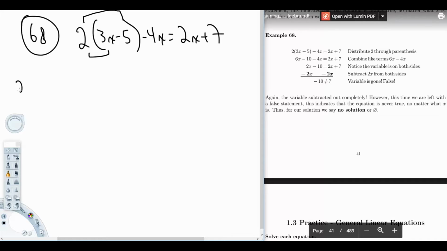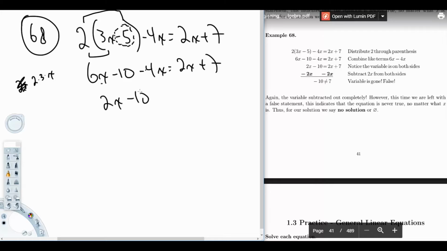2 times 3x really means 2 times 3 times x. That's a 6x. Minus 2 times minus 5 equals minus 10. Right, 2 times minus 5 equals minus 10. We carry down the minus 4x equals 2x plus 7. We did the brackets first. So we want to get all the x's together, right? So 6x minus 4x equals 2x, minus 10 equals 2x plus 7.